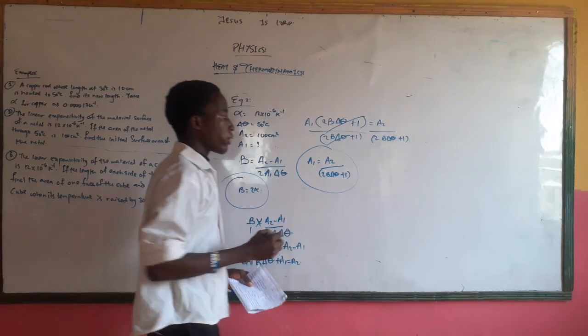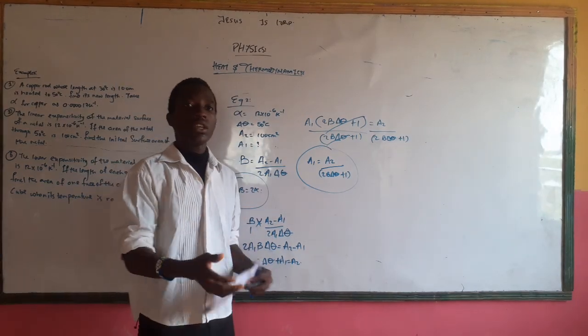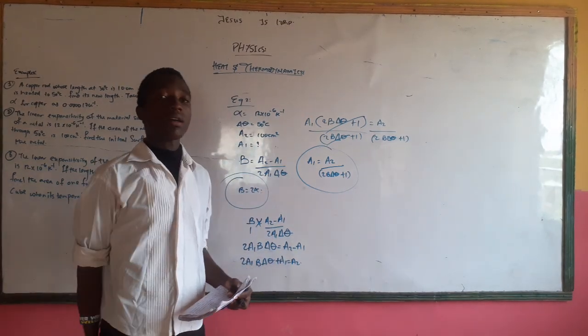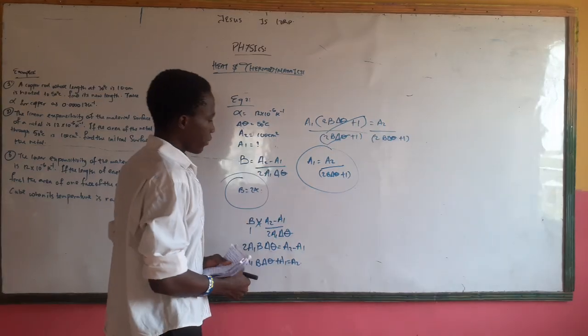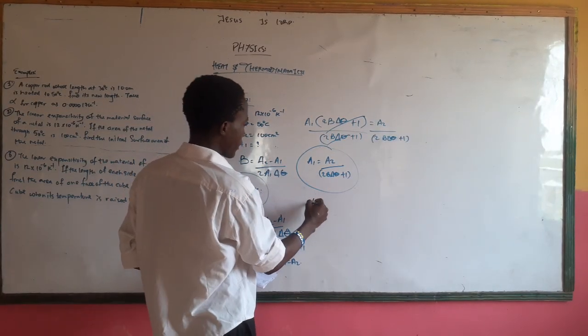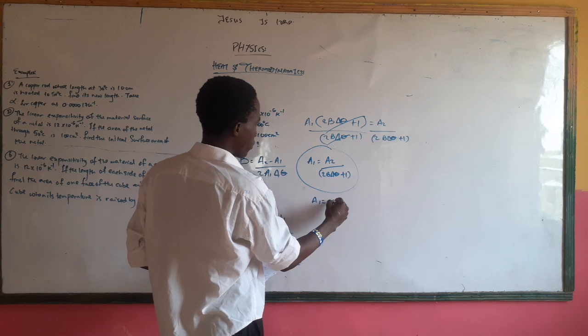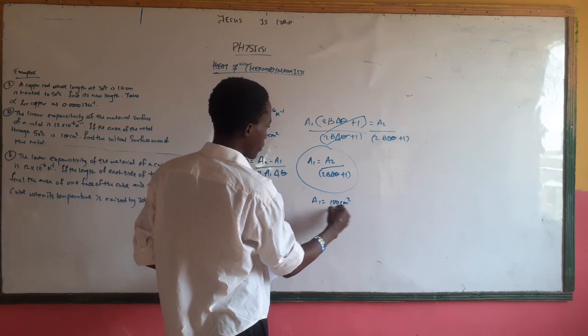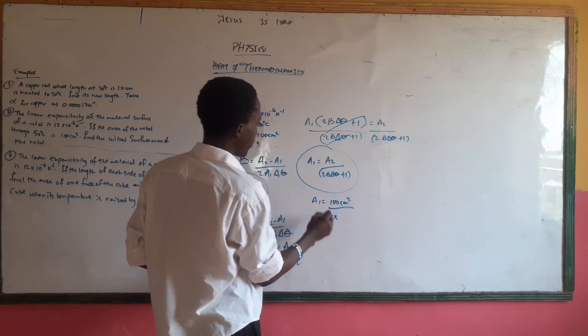So you can jot this down so that whenever you see this kind of question, you just input it without having to stress to solve. So let's continue. They've given us A2. A2 is this. So we have A1 is equal to 100 centimeters squared over 2 multiplied by the beta.